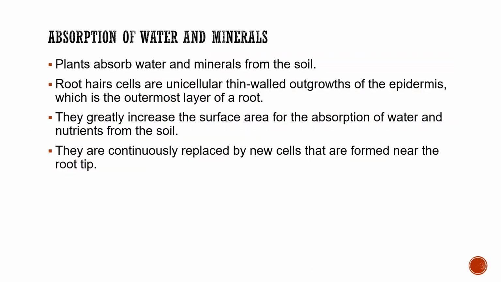Now, absorption of water and minerals. Plants absorb water and minerals from the soil. How do they absorb from the soil? They absorb with the help of the root hair cells, which are unicellular. They are thin-walled outgrowths of the epidermis, which is the outermost layer of the root.